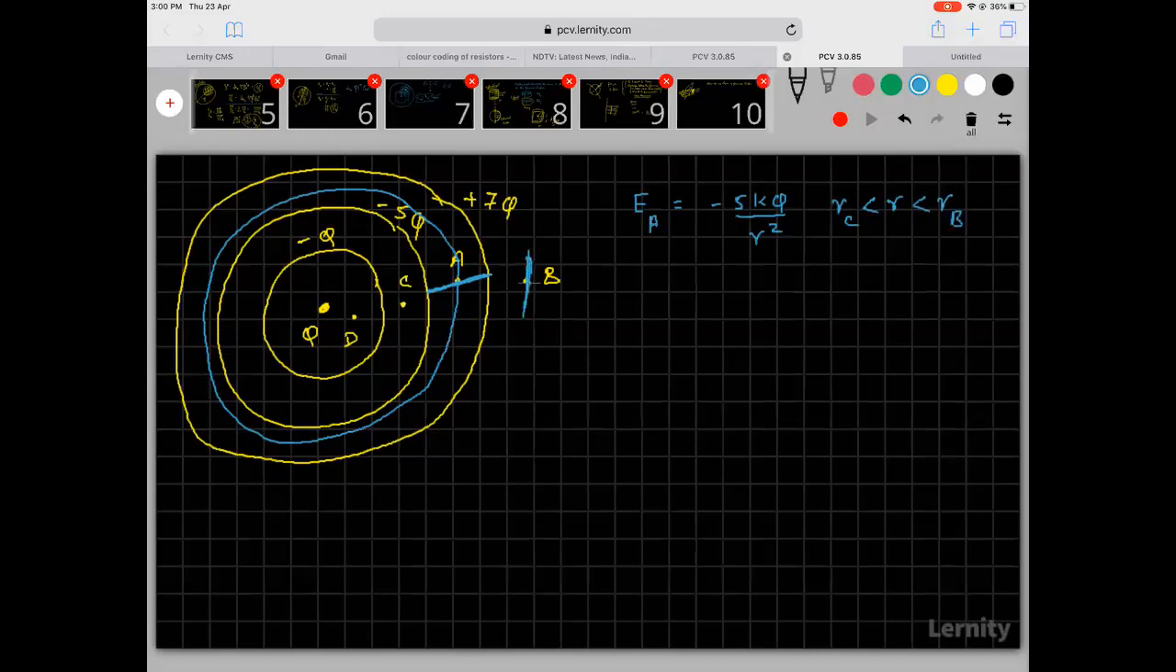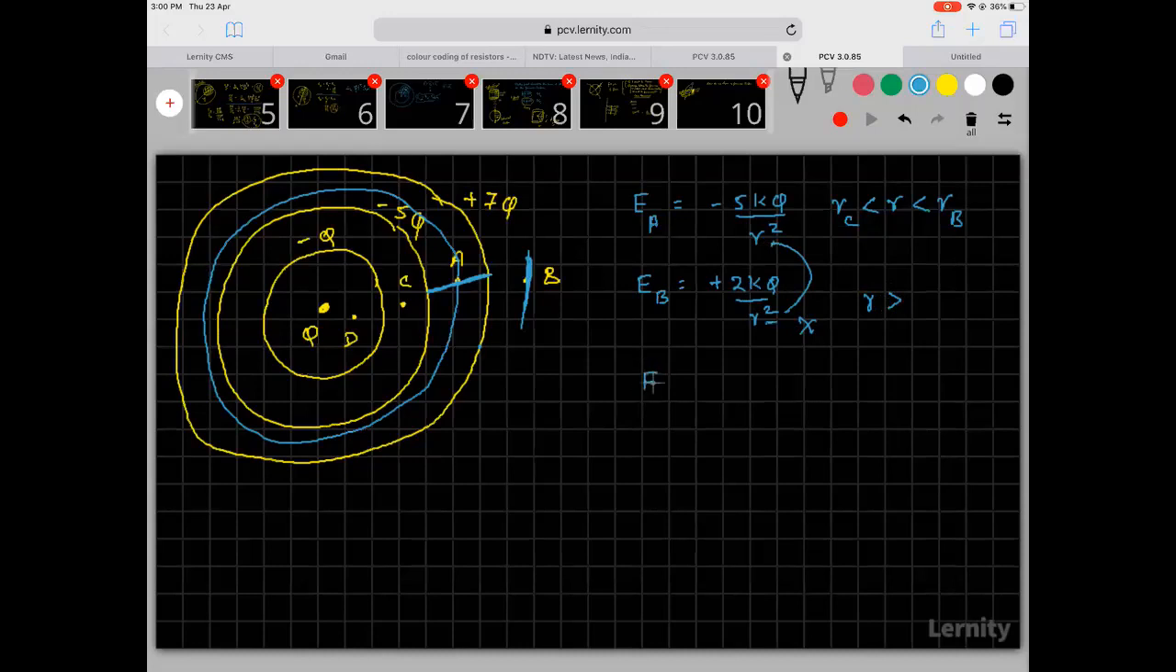Now, if this is my point, the electric field at B is equal to the total charge inside, Q0 minus 5Q plus 2Q, times k, by R squared. Please don't think that this R and this R are the same. They are different. This R is some R which is greater than the radius of the outermost sphere. It's the same symbol that has been used, but this R is different from that.